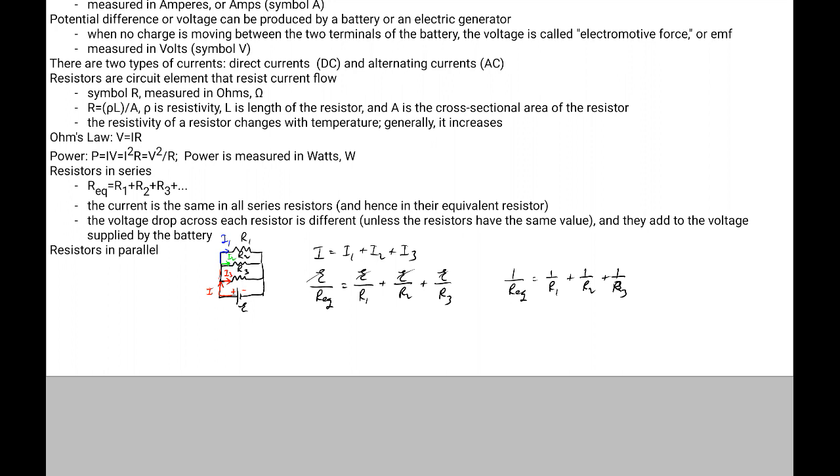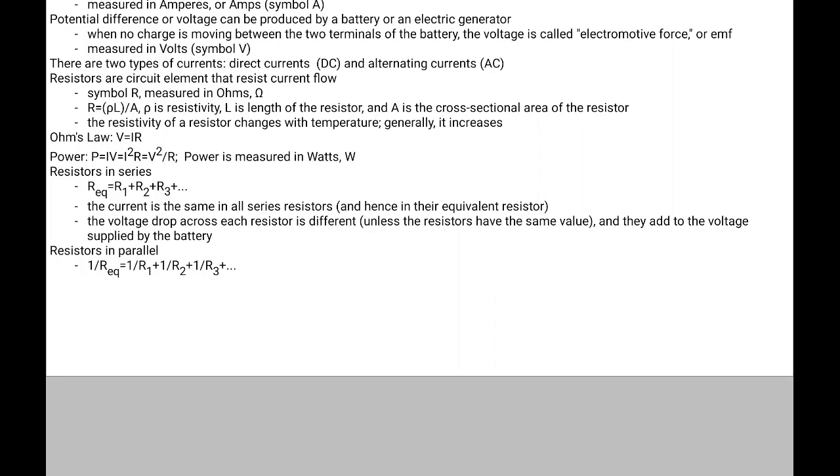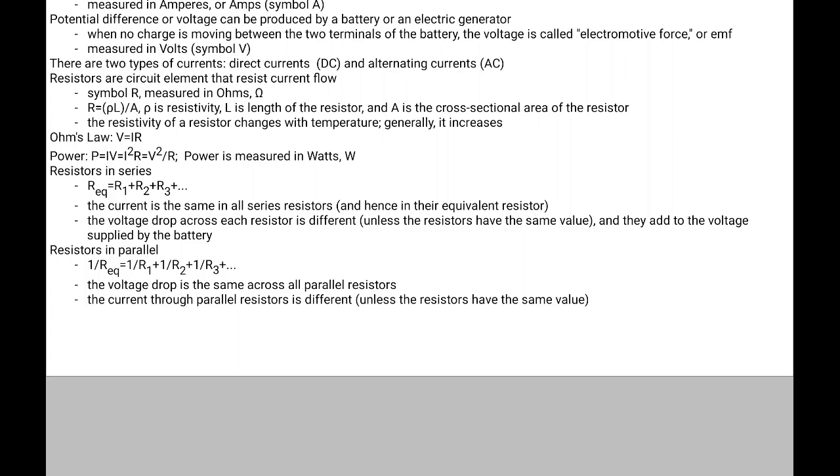The reason again is because in parallel the voltage is the same across all the resistors and the currents add up. So here's the equation again. The voltage drop is the same across all parallel resistors, and the current through parallel resistors is different, unless the resistors have the same value, of course.